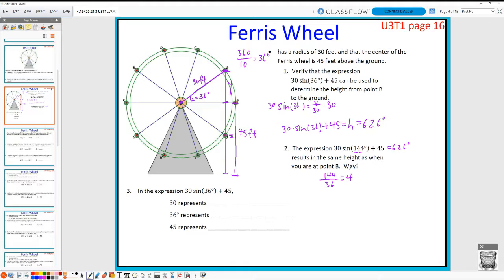What does that mean? Well, that means I've traveled, let me use a different color here. I've traveled 1, 2, 3, 4, right? Which is the same height as E, right? So that makes sense. So because seats B and E are at the same height.